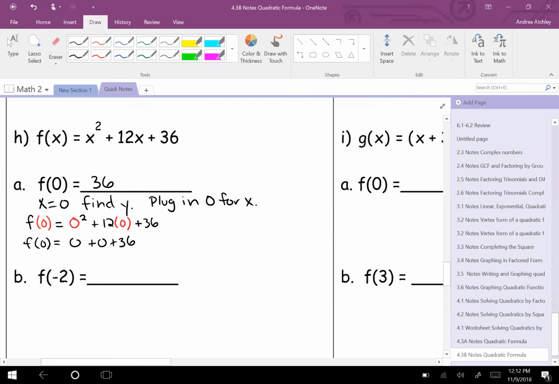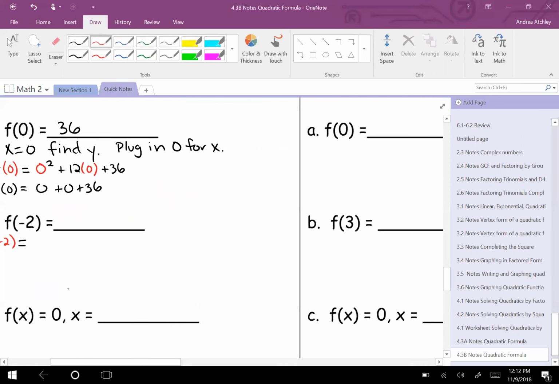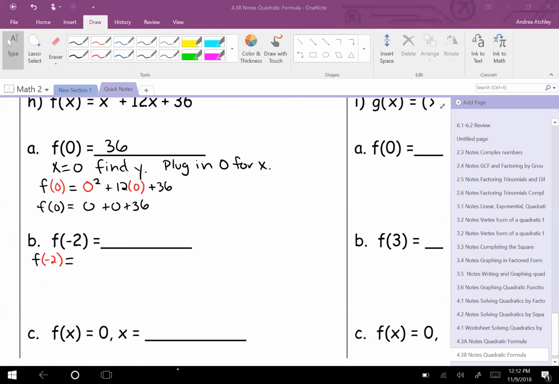Okay, f of negative 2. Now instead of plugging in 0, we're going to plug in negative 2 for x and solve that. So I'm going to have f of negative 2 equals negative 2 squared plus 12 times negative 2 plus 36. Okay, everyone simplify that for me.